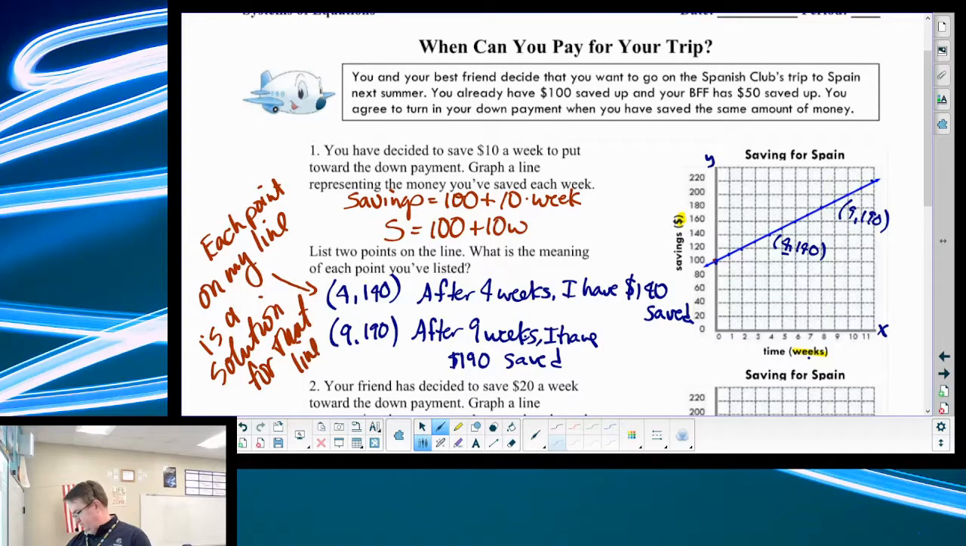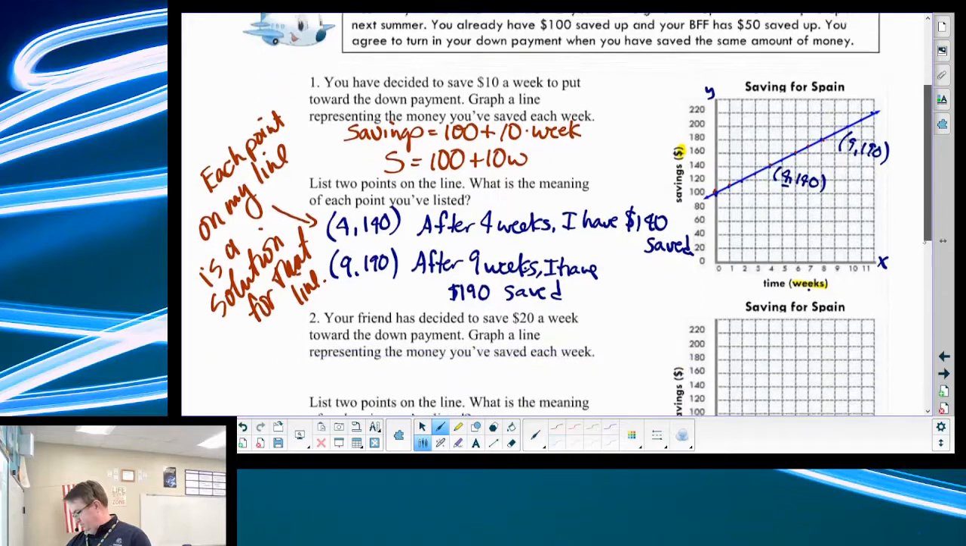So all those points that we figured out over here, the 0, 100, the 1, 110, the 4, 140, the 6, 160, the 7, 170, et cetera, et cetera. All of those are solutions for this line up here that we drew. Those are all numbers that make it valid or true. Okay? Keep that in the back of your head.